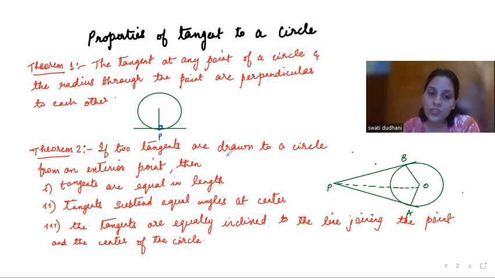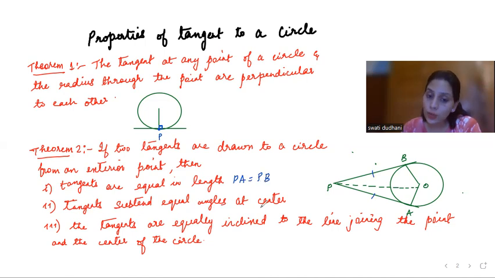Next, second theorem. If two tangents are drawn to a circle, here we can see we have two tangents from an exterior point. A point is outside the circle. Then these are the three possible cases that happen. Tangents are always equal in length. So PA is equal to PB.